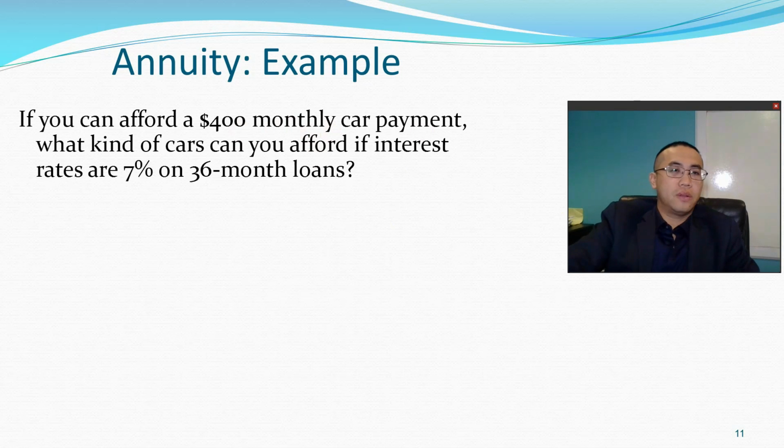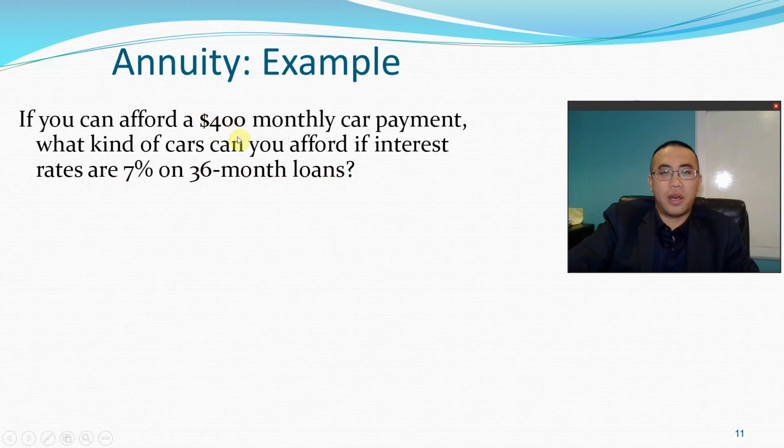All right. So not everything here is on an annual term. You have 7% as an annual rate. However, you have the number of months for the loan. You want to know how much you can borrow based on a $400 monthly payback.